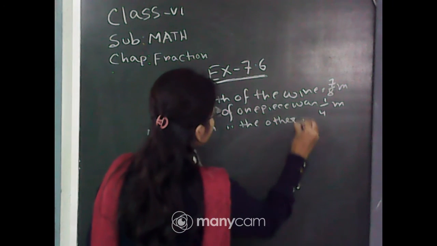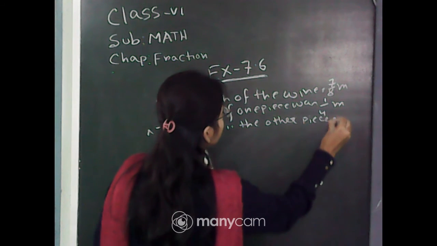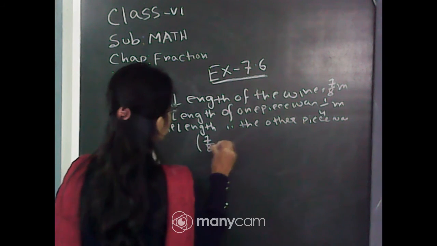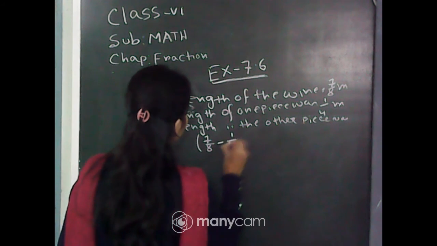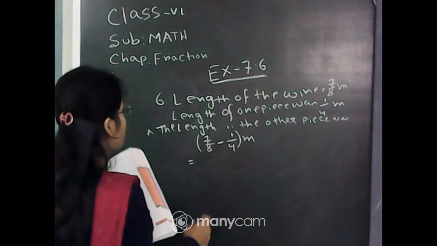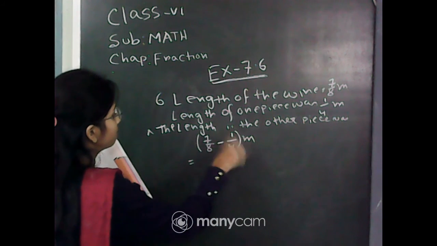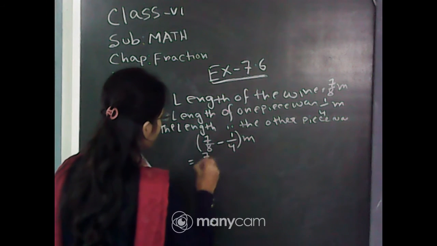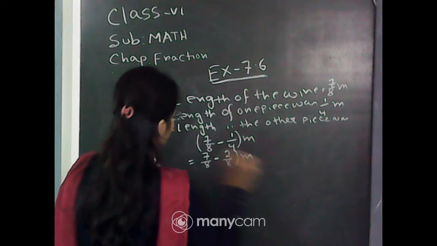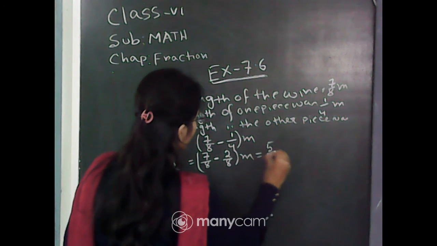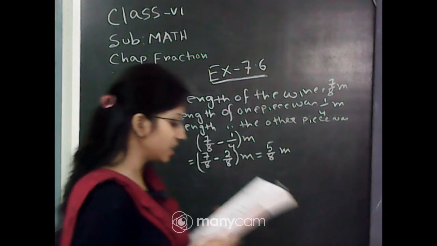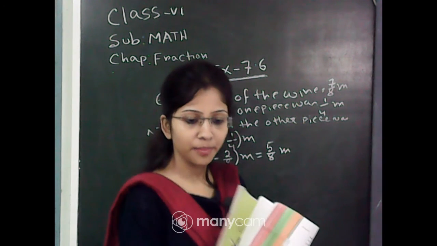Therefore, the length of the other piece was total length minus length of one piece, that is 7/8 minus 1/4 meter. Now, LCM of 8 and 4 is 8. Therefore, to make the denominator 8, we multiply this fraction by 2 and we get 2/8. Therefore, the answer is 5/8 meter. Length of the other piece was 5/8 meter. Is it clear?